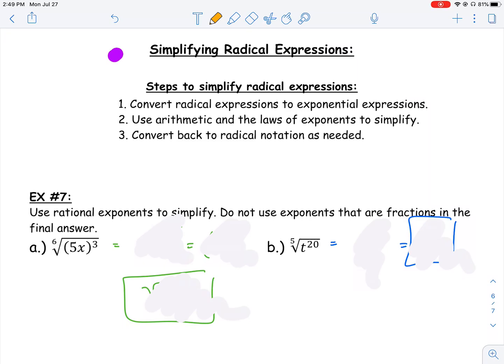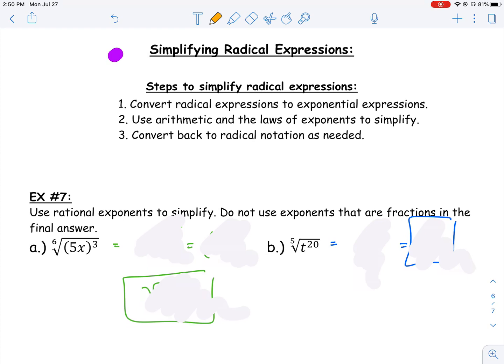In our last video for section 10.2, we're going to take all the information we've talked about so far and add them all together into one. We're going to convert from radicals to exponentials. We're then going to use our rules for exponents to simplify. Then we're going to go back and convert it from exponential back into radical if we need to.